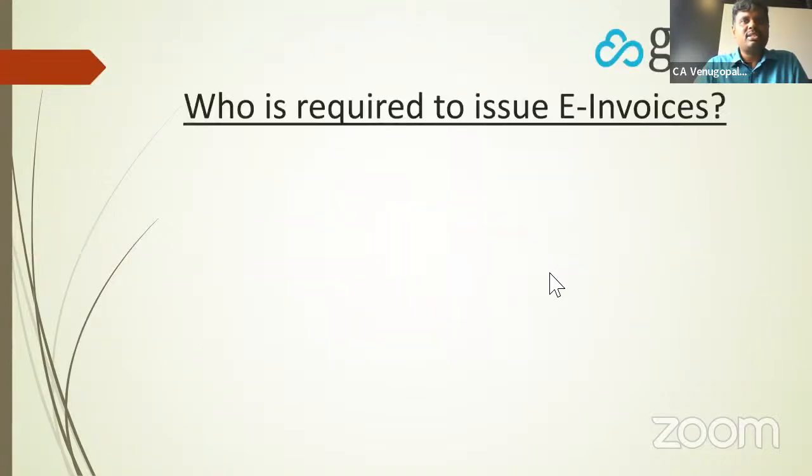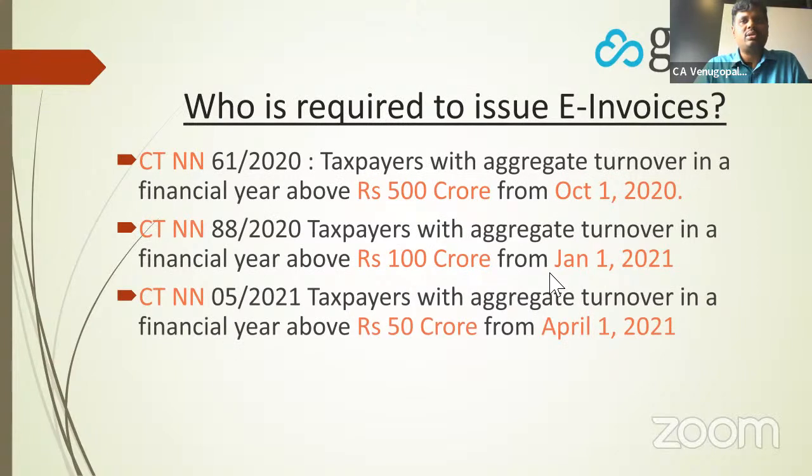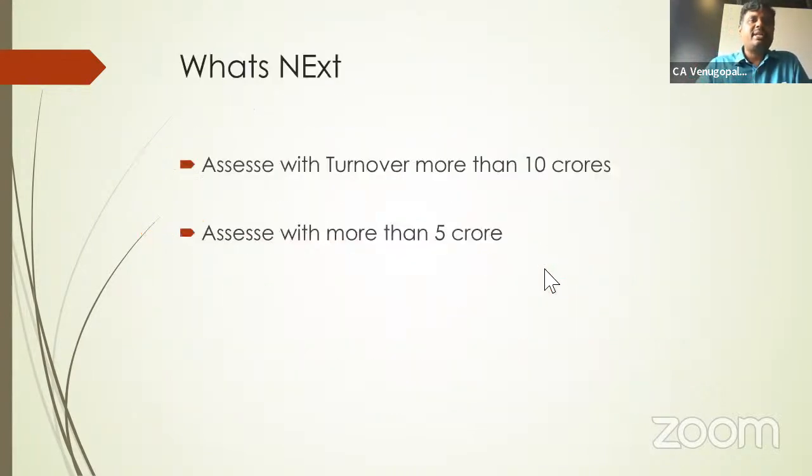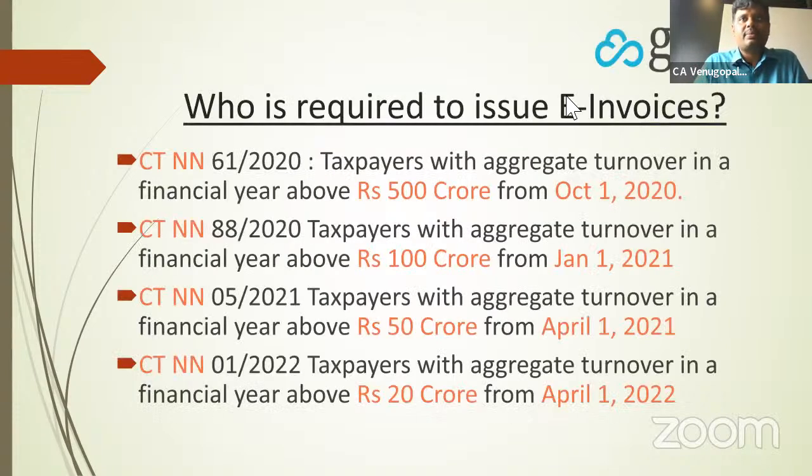Where are the legal provisions? These are the notifications which have been issued for raising e-invoice: Central Tax notification numbers 61, 88, 5/21, 1/22. Recently, the Finance Ministry and the Secretary have made a statement that we should go live with more than 10 crores also, more than 5 crores also. That is what is going to happen. As of now, those with more than 20 crores are live doing e-invoice. This is the current threshold.